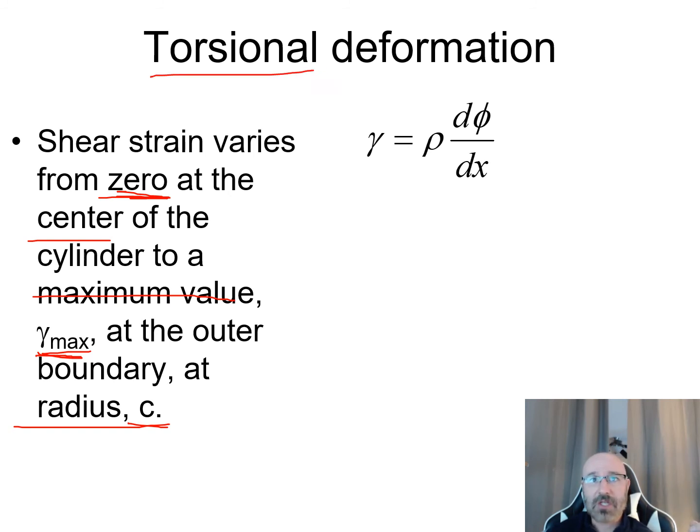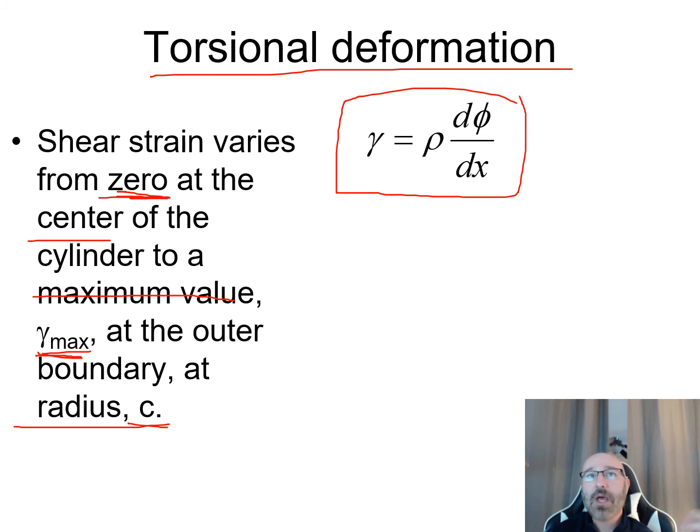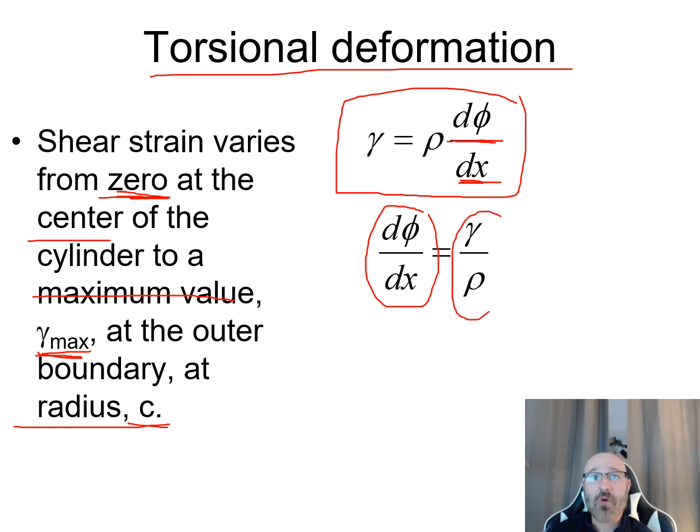That still applies for torsional deformation. We have our governing equation that our shear strain is equal to our rho times our d phi dx, where we have that change in the angle on the plane and our change in distance x on the top triangle. Then we can rearrange that slightly and ask, what is our d phi dx? We can say d phi dx is equal to our gamma over rho.